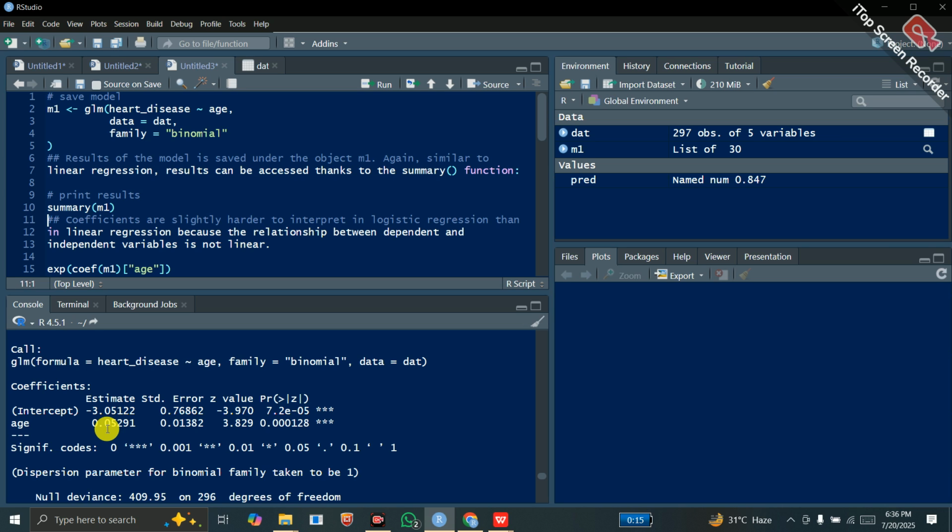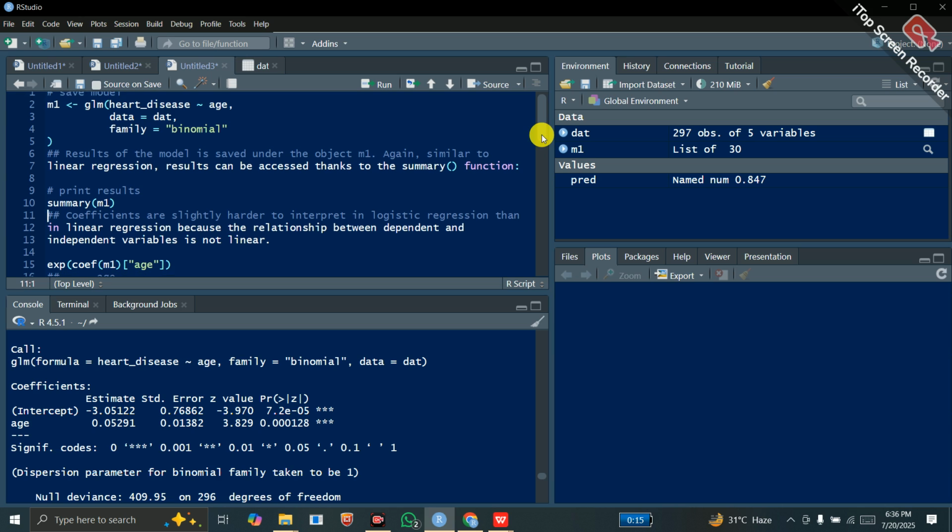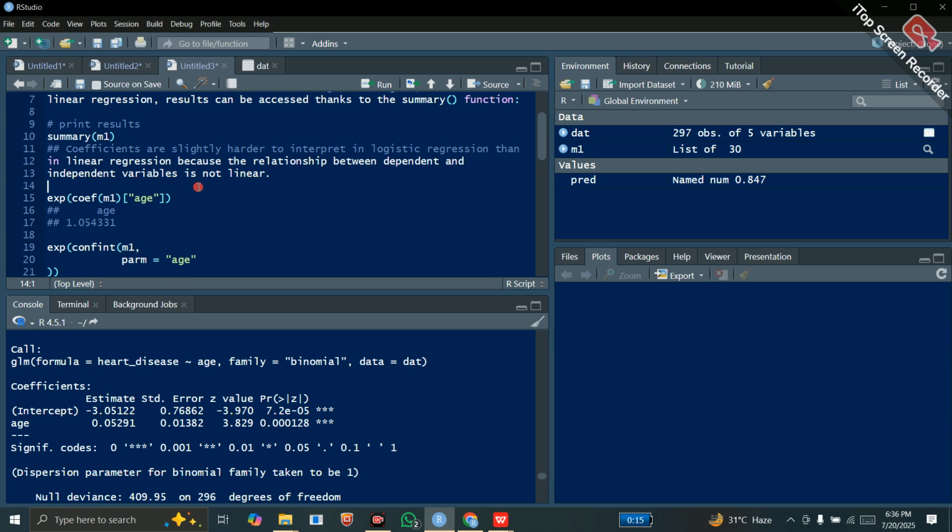So we know the direction of change. There is a positive relationship between the age of the respondent and the likelihood of developing heart disease. In order to quantify this positive relationship, we will have to calculate odds ratios, and to do that I'll use this command: e raised to the power of the coefficient of this model, that is age. If I do that, it will give me an odds ratio of 1.05.